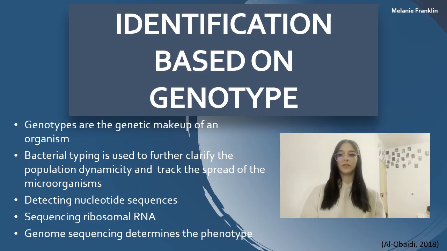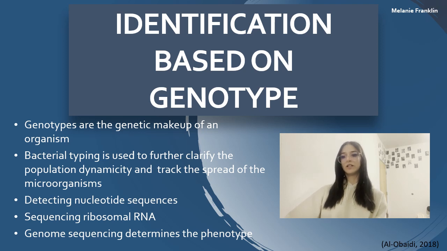Identification based on genotype. Genotypes are the genetic makeup of an organism. Bacterial typing is used to further clarify the population dynamics and track the spread of microorganisms. This helps with detecting nucleotide sequences, sequencing ribosomal RNA, and genome sequencing determining the phenotype. This involves the use of conserved sequences with phylogenetically informative genetic targets.